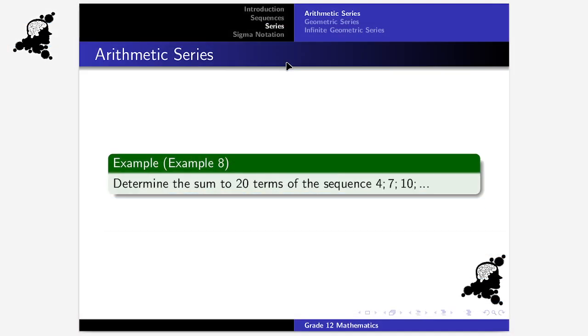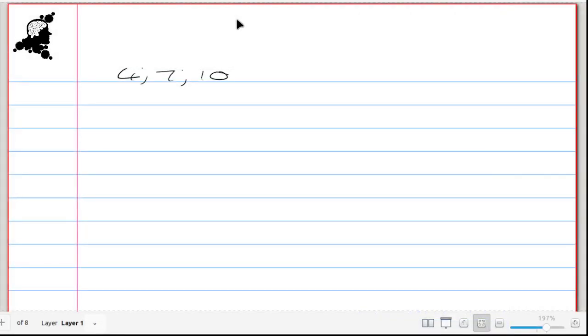All right. Next question says, determine the sum to 20 terms of the sequence 4, 7, 10. So once again, it's a new question, so a new sheet. We've got 4, 7, and 10. Oops, sorry, you guys are not seeing it. There we are. The question said we need to find the sum to 20 terms. This is telling us the value of n is 20.